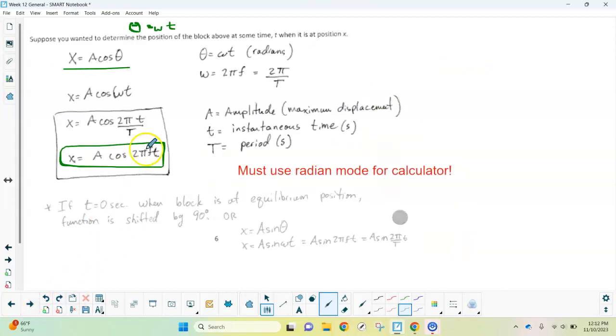So that's okay. The one thing you have to be careful with is that you have to use radian mode for this equation. This is the only equation in the whole course where you have to use radians in your calculator, so make sure you do that, okay?